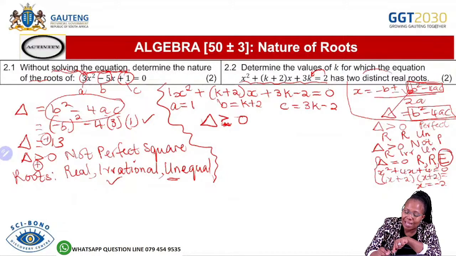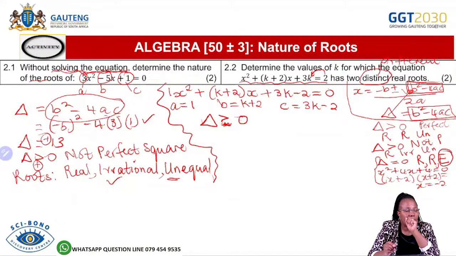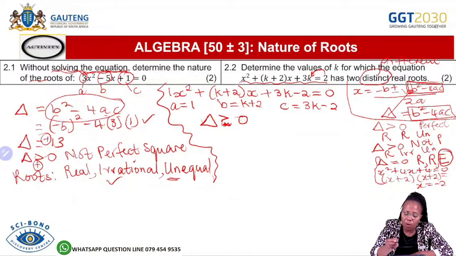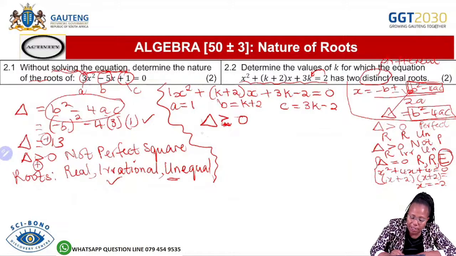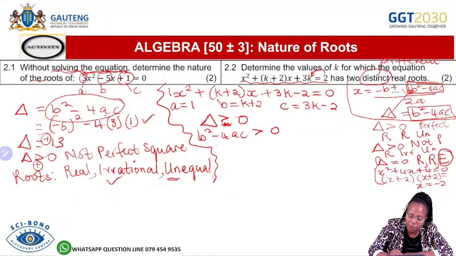But because here they say the two roots must be distinct, they must be different. So that is why we cannot put an equal sign there. Okay? Now we are taking our discriminant being greater than 0. What is the discriminant? b squared minus 4ac is greater than 0. Substitute the b value: (k plus 2) squared minus 4, a value 1, c value 3k minus 2, greater than 0.